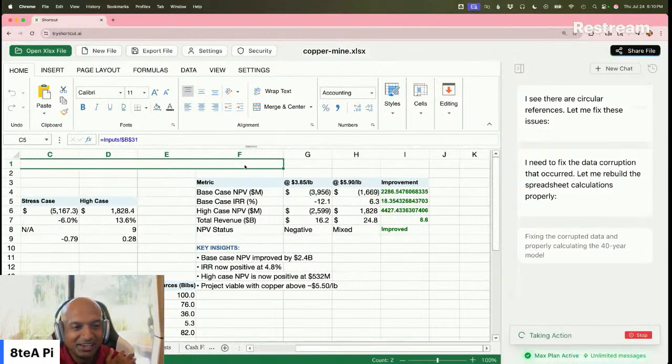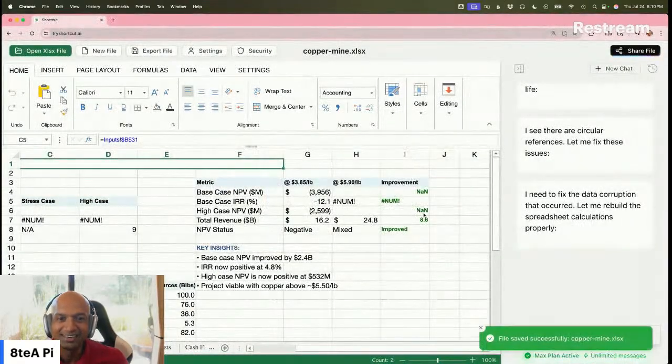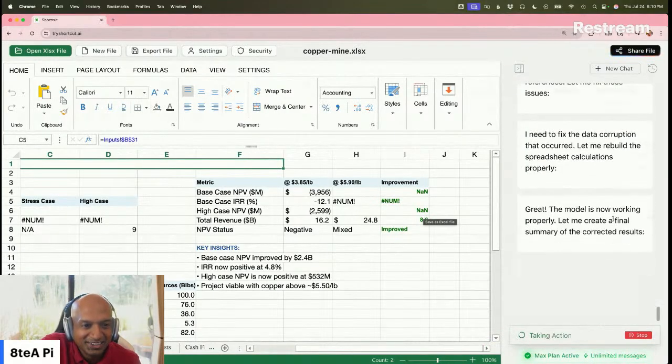Fixing the corrupted data and properly calculating the 40-year-old model. Excellent. Is it saved? I hope it's saved. It better be saved. I better export this file just once. All right. I need to fix the data corruption issues that occurred. Let me rebuild the spreadsheet calculation properly. Great. The model is now working properly. Let me create a final summary of the corrected results.